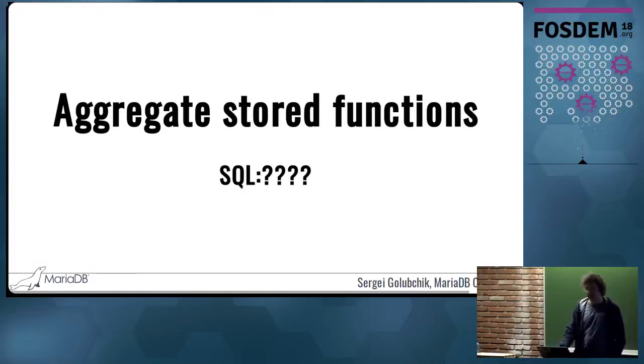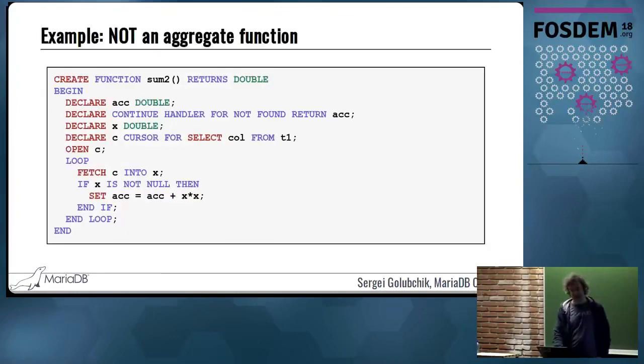This is a new feature that appeared in MariaDB 10.3. This is aggregate stored functions. So you can do CREATE FUNCTION and CREATE AGGREGATE FUNCTION. To explain the syntax, first I start with a non-aggregate function. That's a perfectly standard non-aggregate function that reads all data from a table and calculates the sum of squares for a particular column. So it creates a cursor for a select.